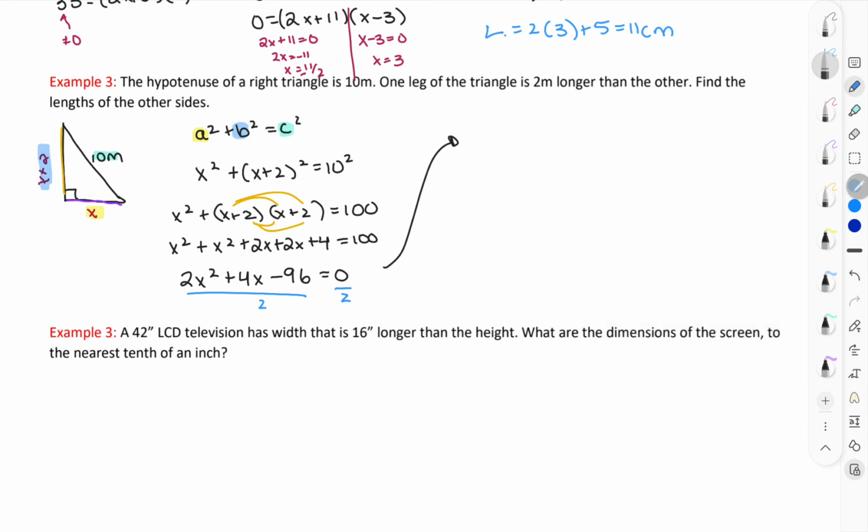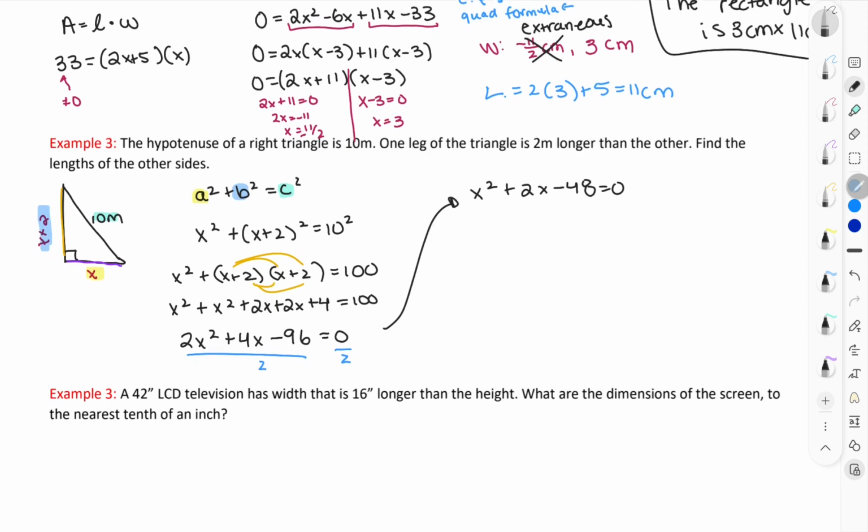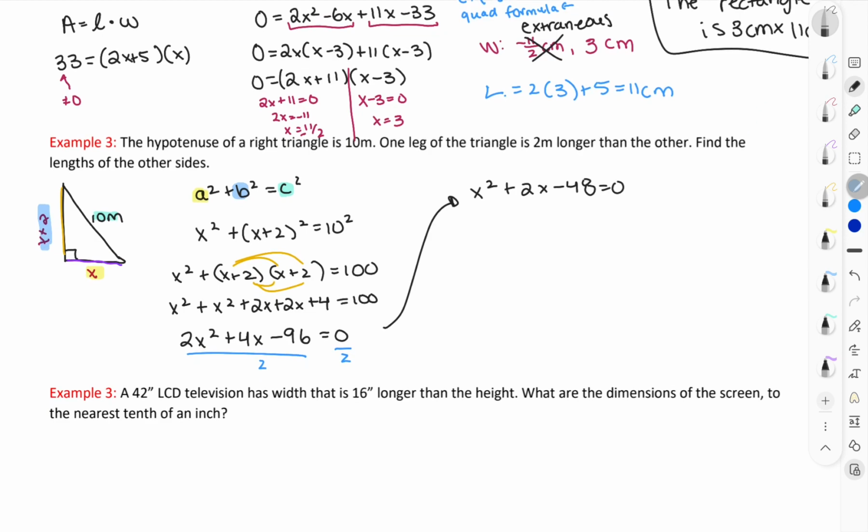So let's look at it this way. Let's call it x squared plus 2x minus 48. And then see if maybe that's a little bit easier. This one is much easier to solve by factoring. So it'll be another good opportunity to solve by factoring.